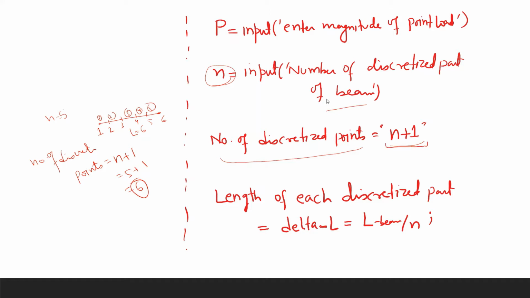Now the length of each discretized part, as we have seen, is equal to delta L, which can be found by the length of the beam divided by n.